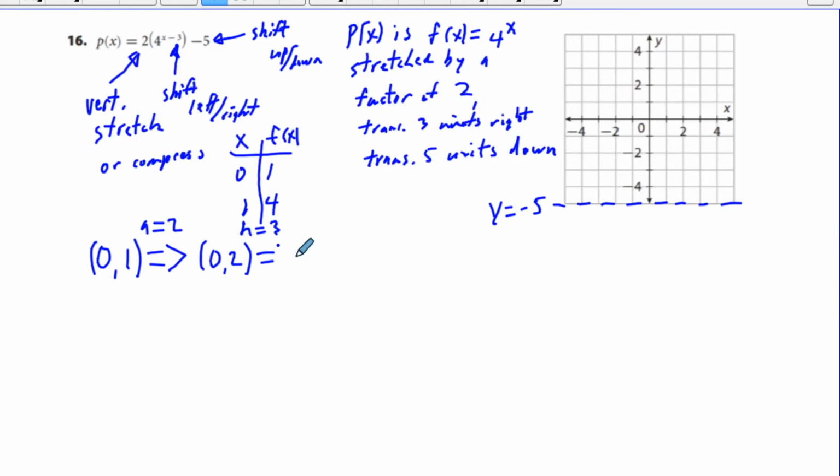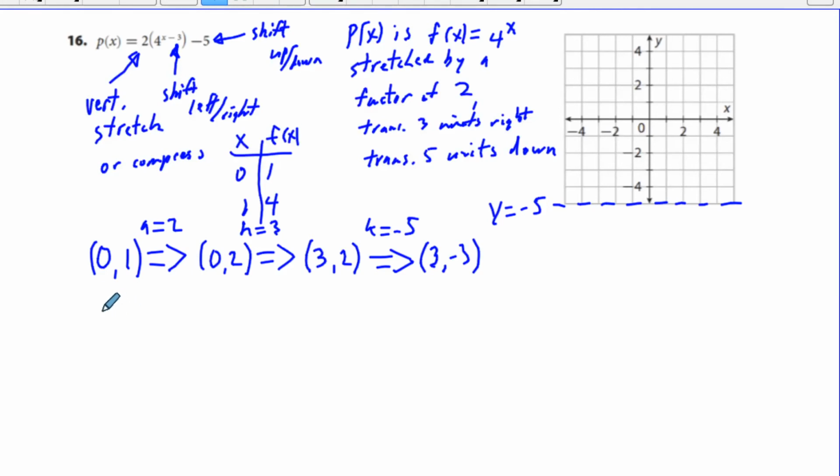So what is that going to do? It's going to take this 0, 2 and move it 3 to the right. So we have 0 plus 3, or 3, 2. In the last transformation, we have k is equal to -5. And working to the right here, we have 3, the x value unchanged, and the y value is going to be 2 minus 5, and 2 minus 5 is -3. So this is going to be one of our transformed reference points.